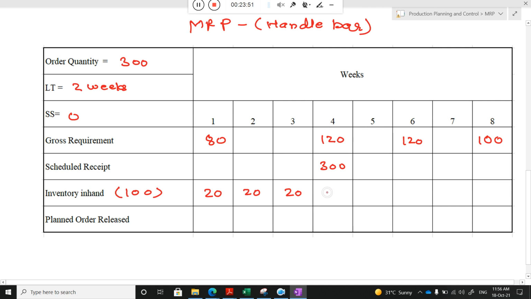How much? 180. 180. Why? Because 300 minus 120 is 180. So what about this 20? 160. Why did you reduce? That 20 is already available in my plant. So total inventory now is 320, right? So 200. Very good, very good.